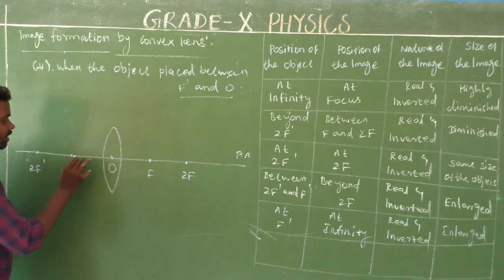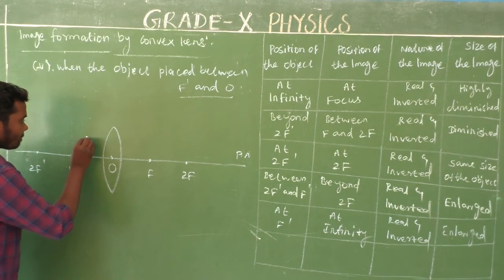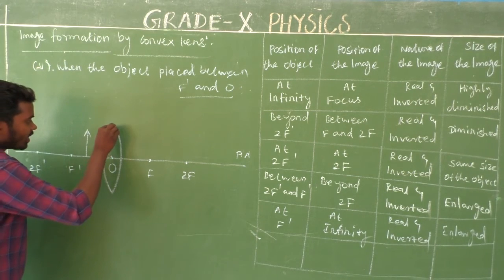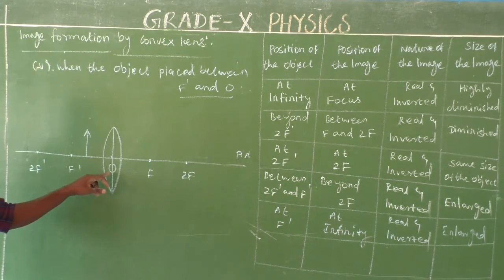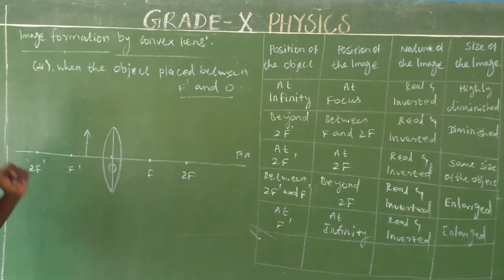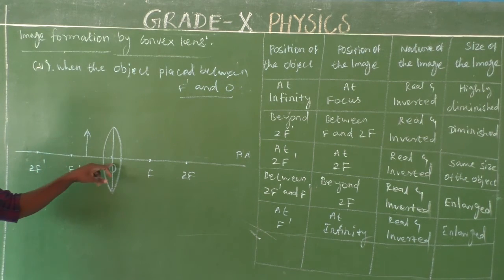Now I am going to place the object between optical center O and focus F dash. Is it clear? Here, this is the center line of the convex lens, for our convenience. Here the object is placed between optical center O and the focus F dash. Is it clear? Yes. Look here what happens. Light rays are coming from the object placed between O and F dash.